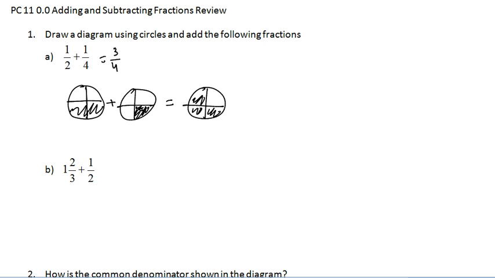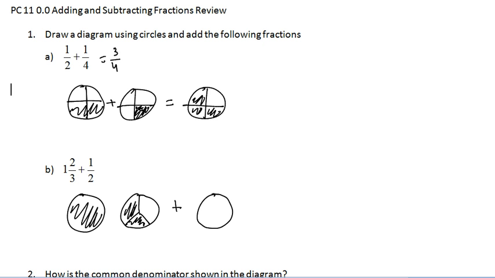Okay, next guy, we've got 1 2/3. So there's a whole pizza. There's 2/3 of a pizza, and then we're going to add half a pizza. Okay, and if we're going to make these all the same size slices, make them out of 6 slices.